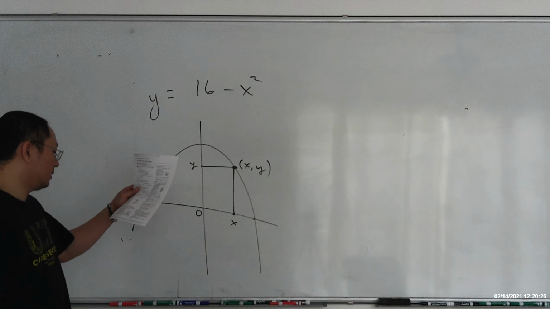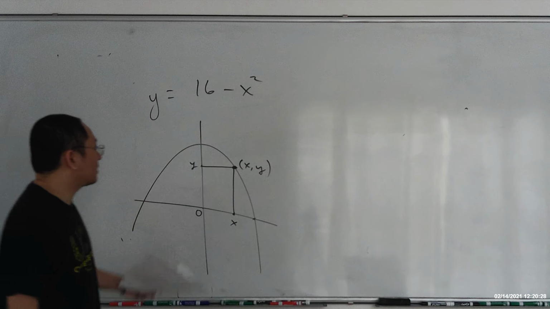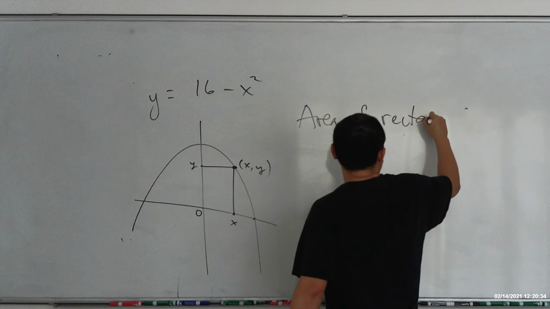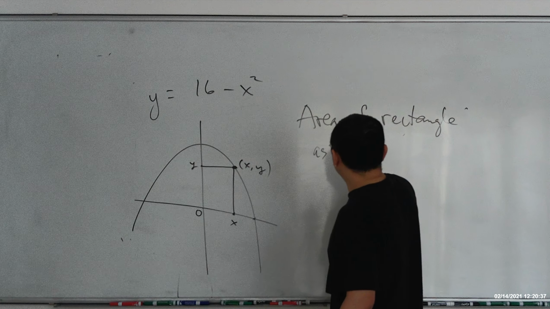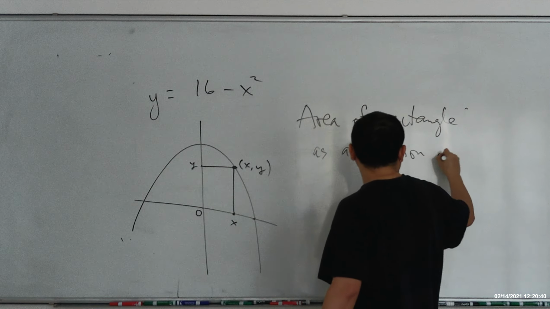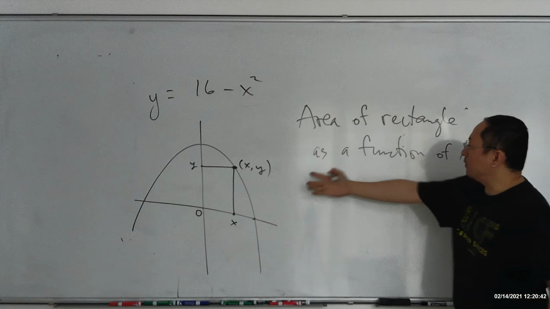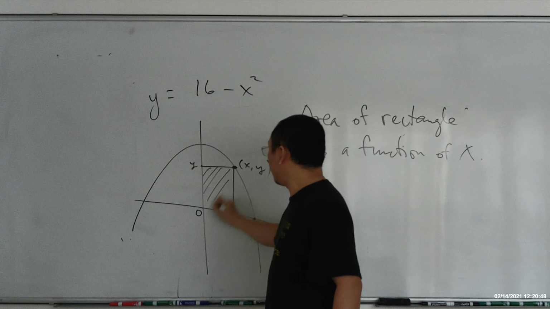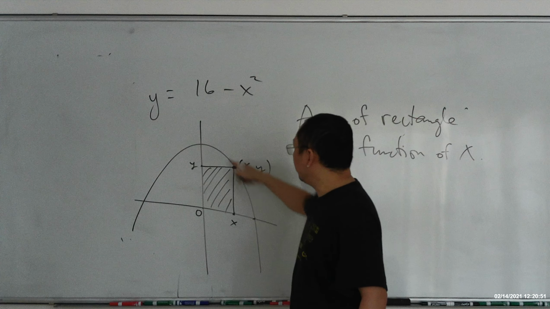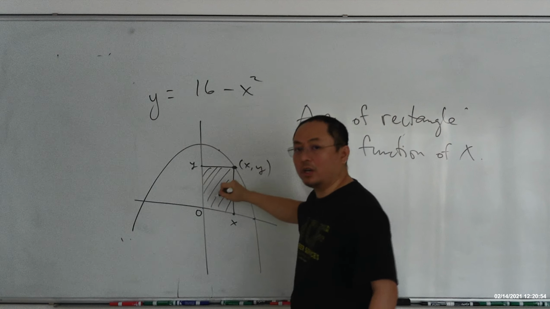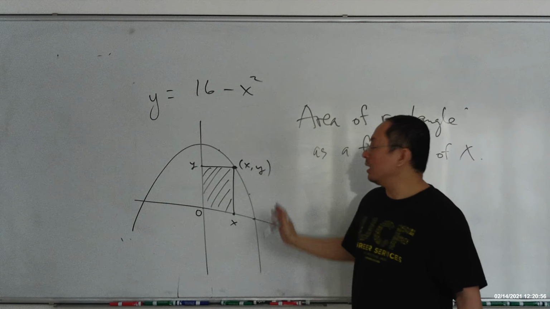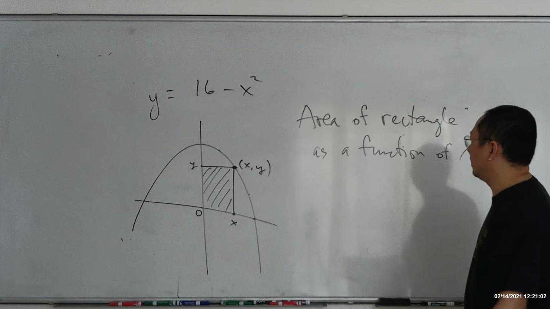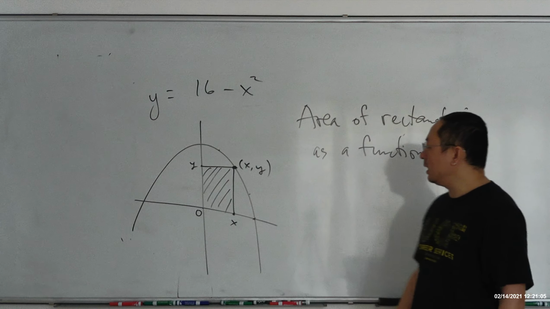Let's see what they ask us. Express the area of the rectangle as a function of x. Alright, this question, find the area of the rectangle. So the rectangle we're looking for is right here. Of course, this point is moving along the parabola on the first quadrant, okay? This point moves up here, you have a new rectangle. Move down here, you got another rectangle. Anyway, the area of the rectangle is going to be changing. It depends on the variable x. So we have to find the formula, the equation for the area of the rectangle.